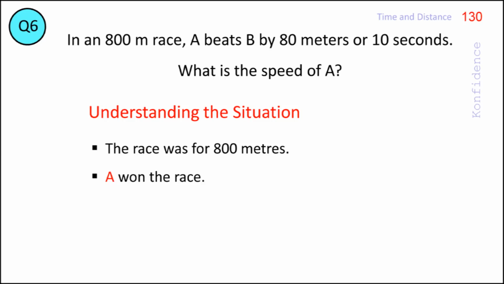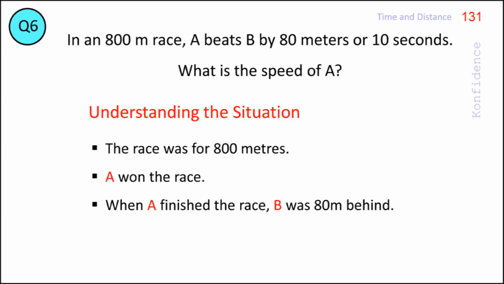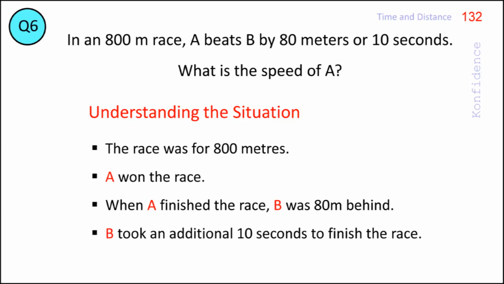A beats B means A won the race. That is, A finished the race first. A beats B by 80 meters means when A reached the finishing point, B was 80 meters behind. A beats B by 10 seconds means B took 10 seconds more to finish the race after completion by A.